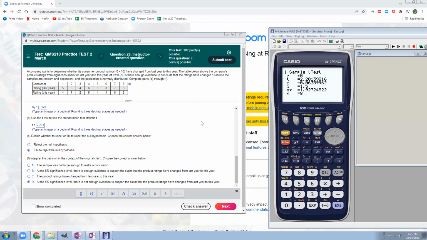And so that's question 28 with a paired samples test. Right, it's a little bit different than the other tests we've been used to, because we had to do some of the work by hand. We had to do subtraction by hand to get our list 3, which is our differences. And then we run a one sample test on the differences.